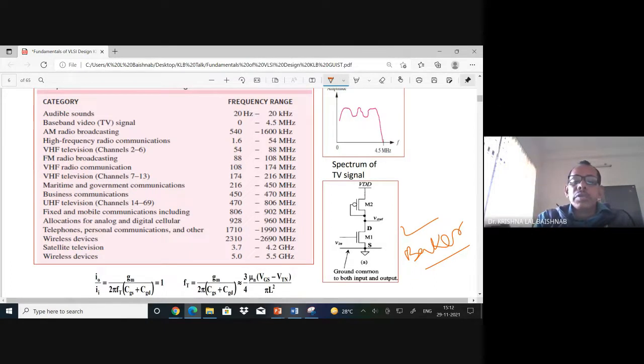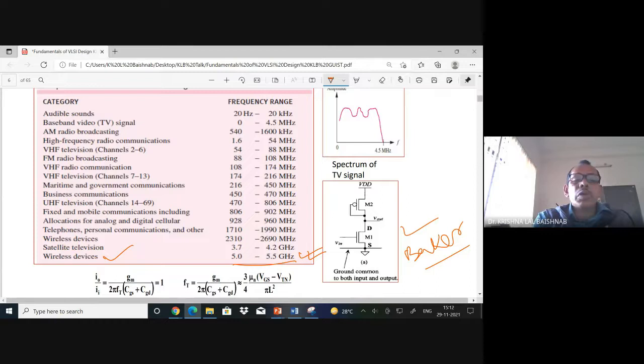Those are the frequency ranges where several applications exist, and we can design our own circuits for those applications. Now you see that for wireless communication, we are saying 5 to 6, about 5.5 gigahertz. So we have to have our amplifier and other circuits at 5.5 gigahertz. So how do we work at 5.5?